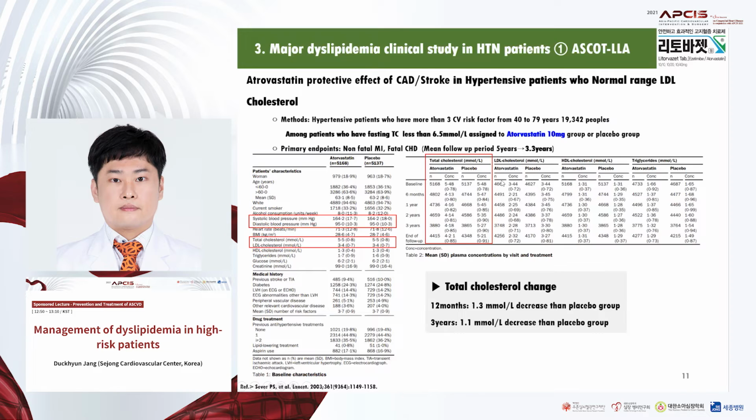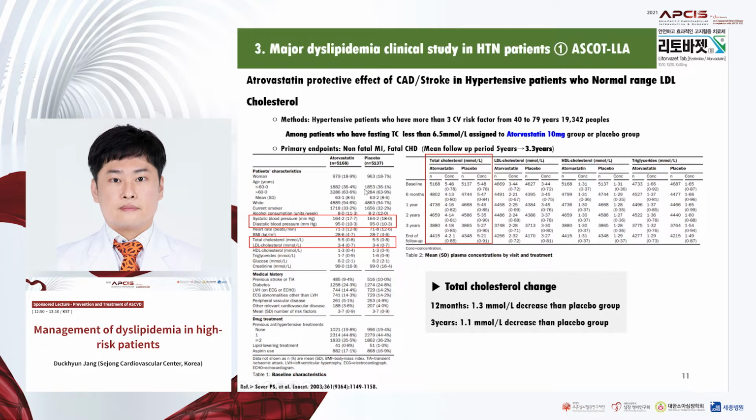This is a dyslipidemia clinical study in hypertensive patients, ASCOT-LLA. Hypertensive patients aged 40 to 79 years who have more than 3 CV risk factors, 19,342 people with fasting total cholesterol less than 6.5 millimole per liter, were assigned to an atorvastatin 10 milligram group or a placebo group. The primary endpoint is the composite of non-fatal MI and fatal coronary heart disease, and the mean follow-up period was 3.3 years.